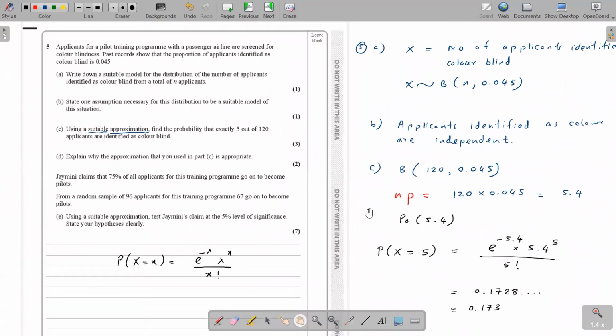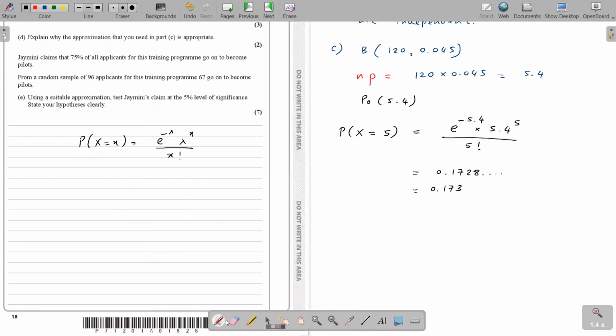The next part says, explain why the approximation that you used in part C is appropriate. So you have to explain why you went from binomial to Poisson. What's the reason? N is large and p is small. So give the reason for part D: the n value is large, p is small.